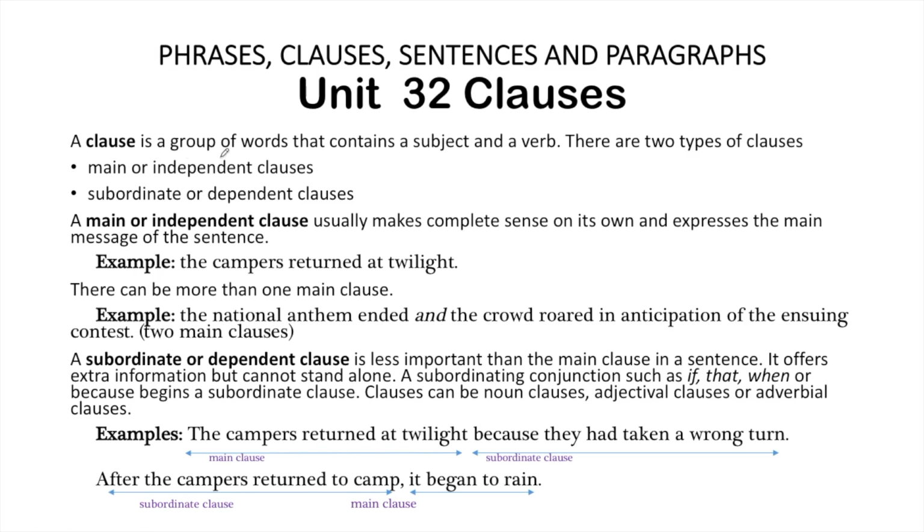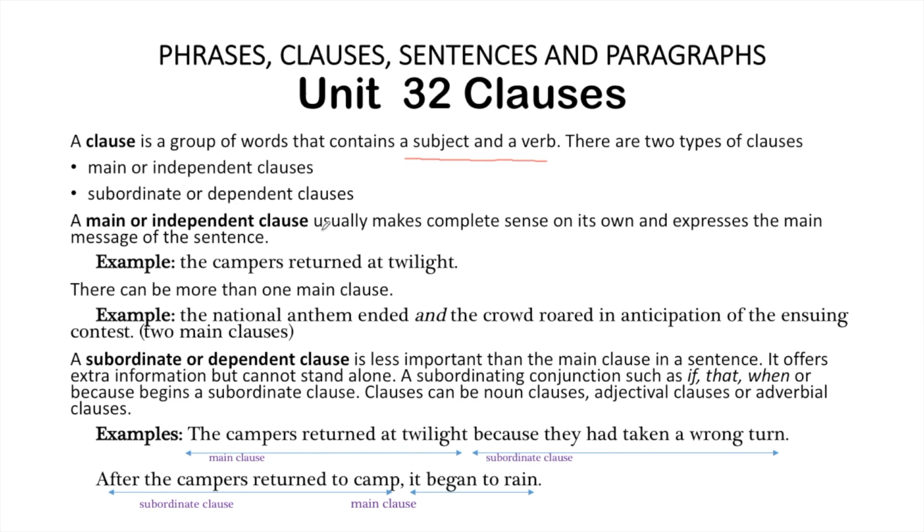A clause is a group of words that contains a subject and a verb. There are two types of clauses. The first one is a main or independent clause. The second type is the subordinate or dependent clauses.